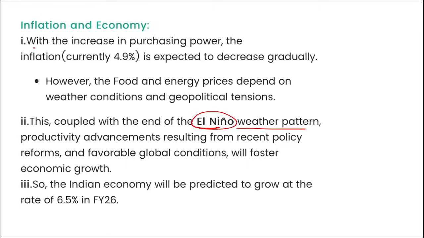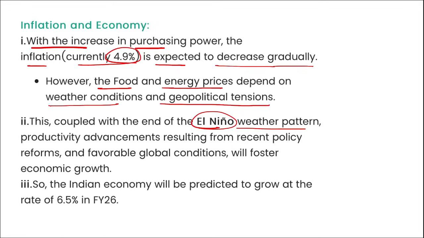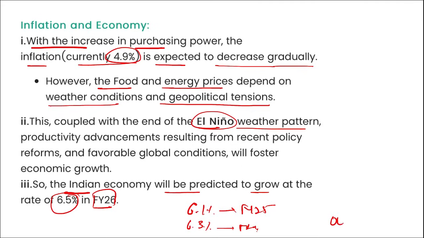Here you can see with the increased purchasing power, the inflation that is currently 4.9% is expected to decrease gradually. However, food and energy prices depend on the weather conditions and geopolitical tensions. So the Indian economy is predicted to grow at 6.5% in fiscal year 26, 6.1% in fiscal year 25, and 6.3% in fiscal year 24 according to the OECD.